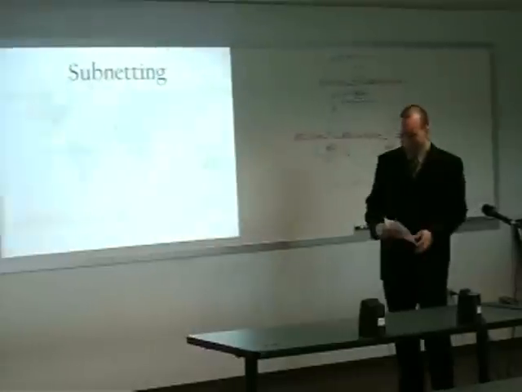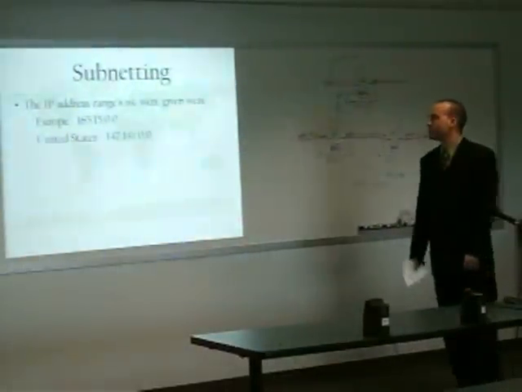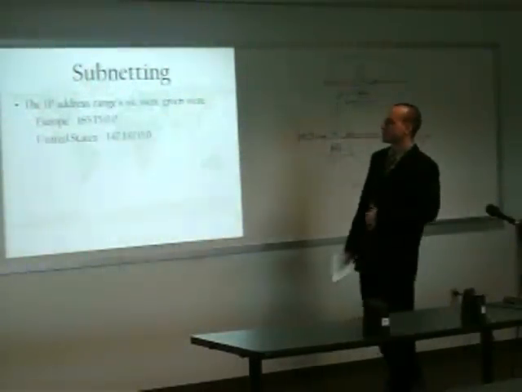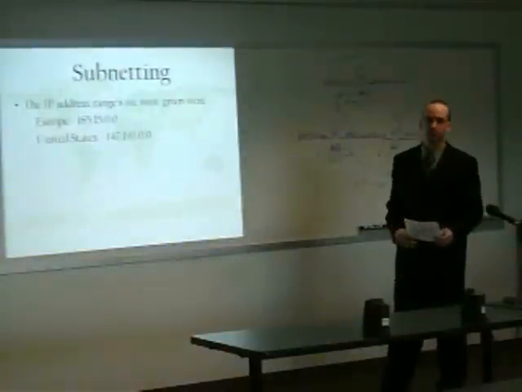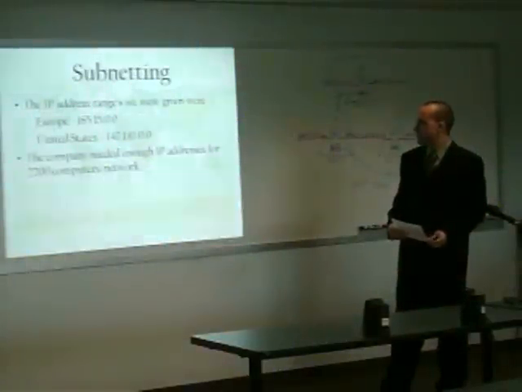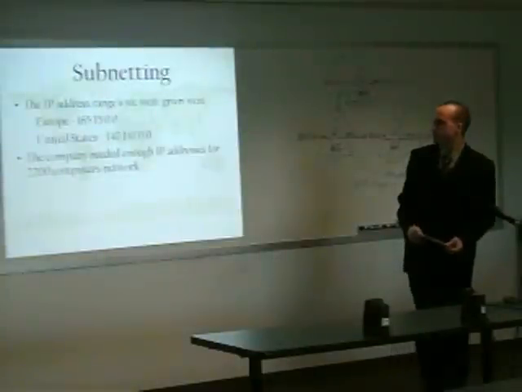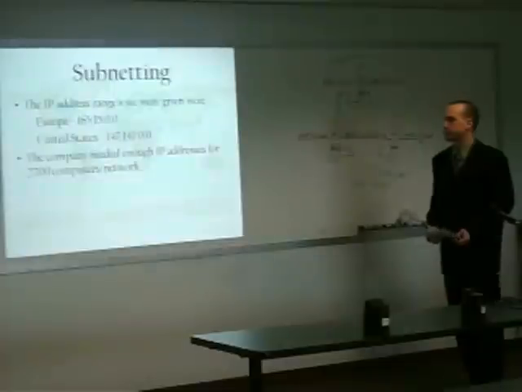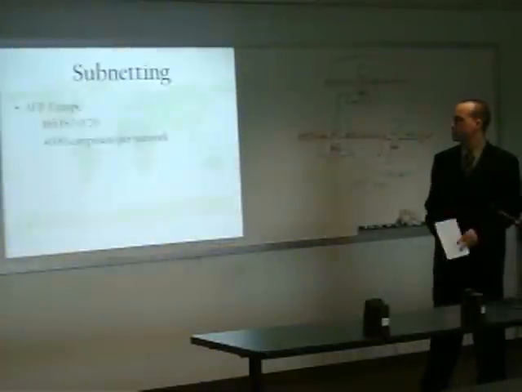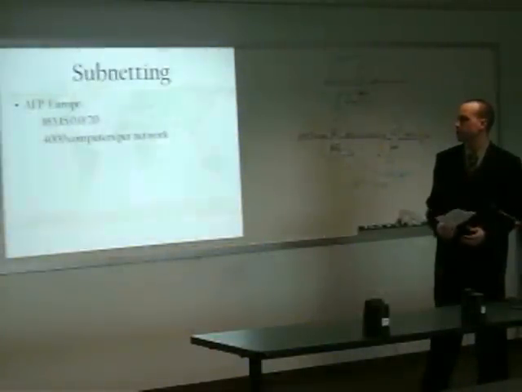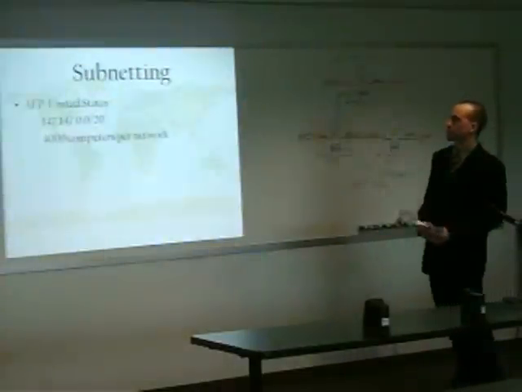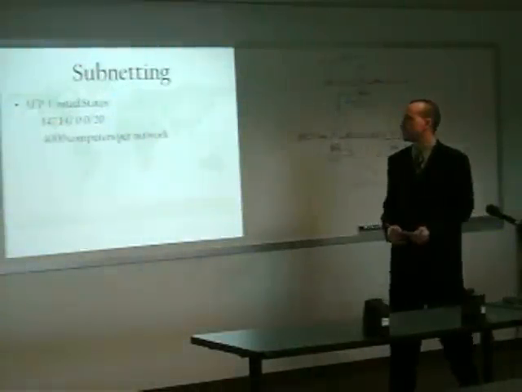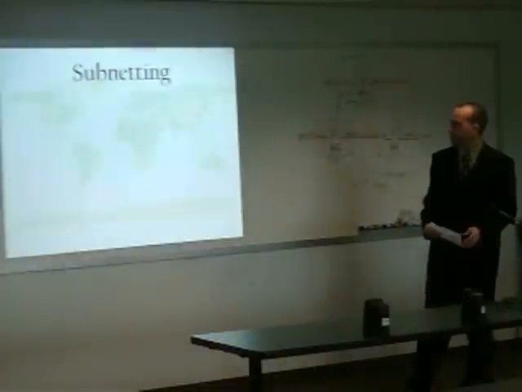Subnetting. We were given the IP range of 165.115 for Europe and 147.147 for the United States. The company needed enough IP addresses for 2,200 computers per network, so that came out to a CIDR notation of 20, which was right at about 4,000 computers per network. The same thing happened with AFP United States, CIDR notation of 20 and 4,000 computers per network.